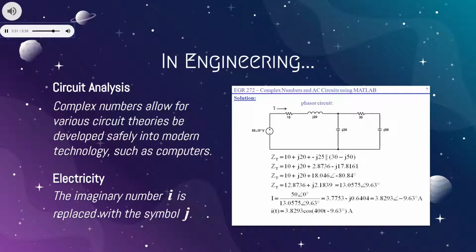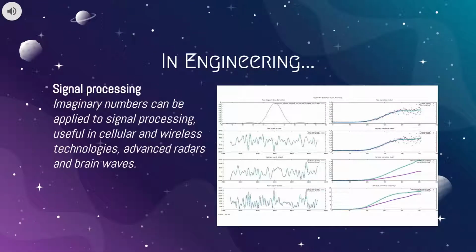And for a further note, in electrical engineering, the symbol of the imaginary number i is instead denoted by the symbol j, given that i already denotes electrical current. Using imaginary currents and real numbers helps those working with alternating current electricity do the calculations and avoid electrocution. Imaginary numbers can also be applied to signal processing, which is useful in cellular technology and wireless technologies, as well as radar and even in biology, as brainwaves.